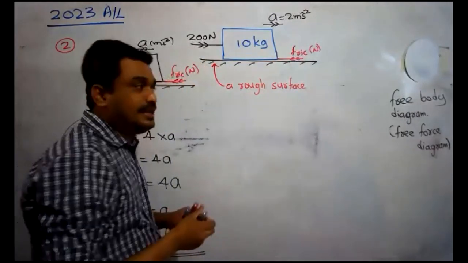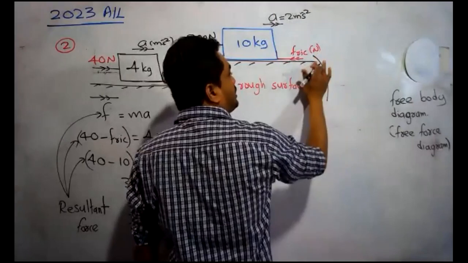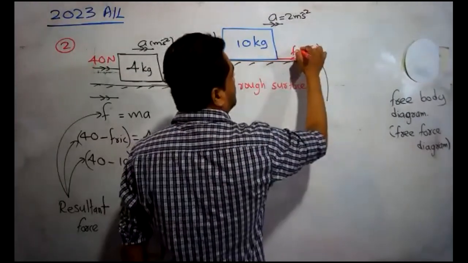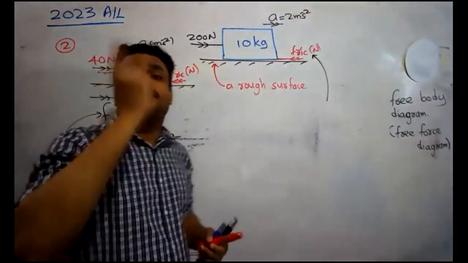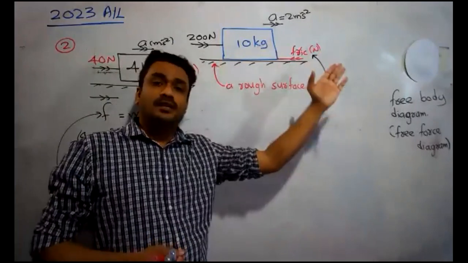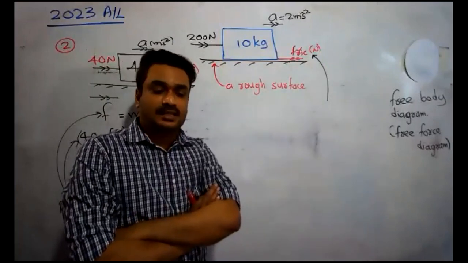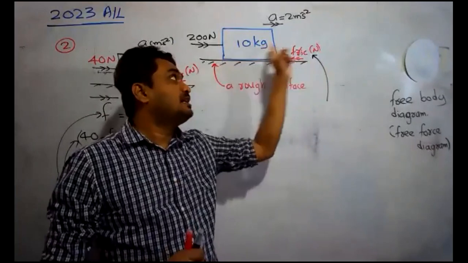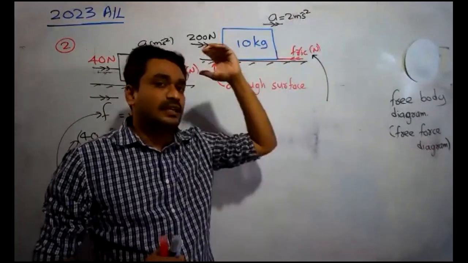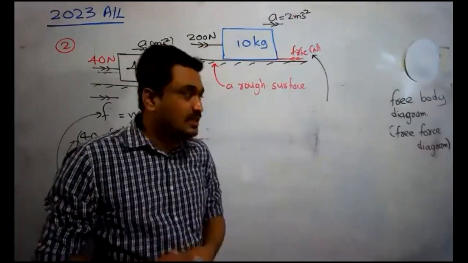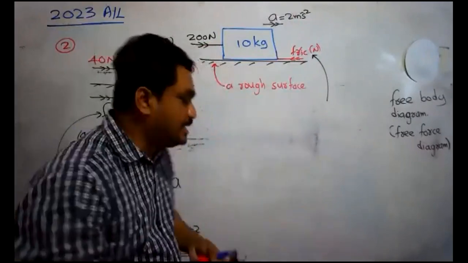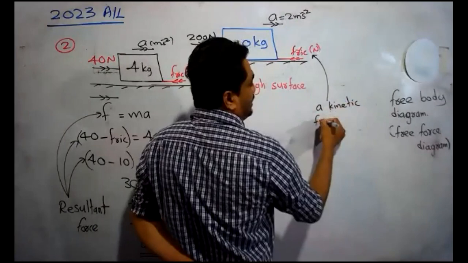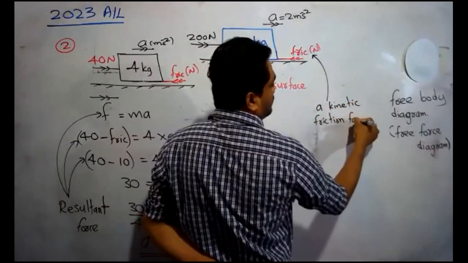Somebody please unmute the mic and tell me the name that should be given to this friction force. Kinetic friction force. Why? The object is moving. The friction force acting on moving objects is said to be kinetic friction. The object has an acceleration, so it is definitely moving. So the friction force acting on a moving object is a kinetic friction force.